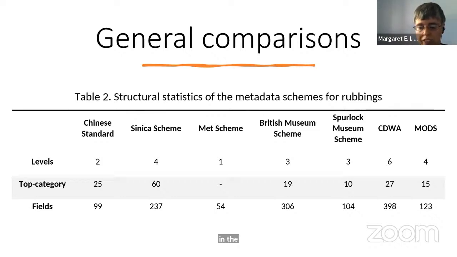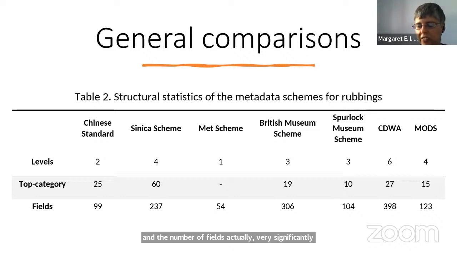And the number of fields actually varies significantly. Anybody who's worked with CDWA before will be familiar with the fact that the CDWA is a very complex schema, which includes a lot of potential fields, which you can choose from to describe an art object. Other schemas are less complex, but provide, I guess, less ability to describe specific details.